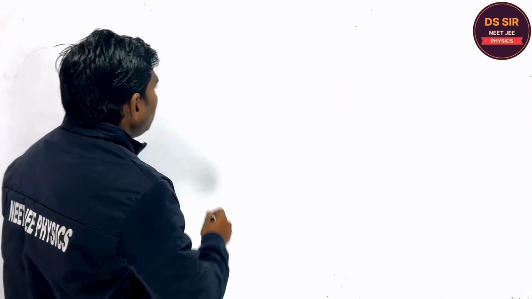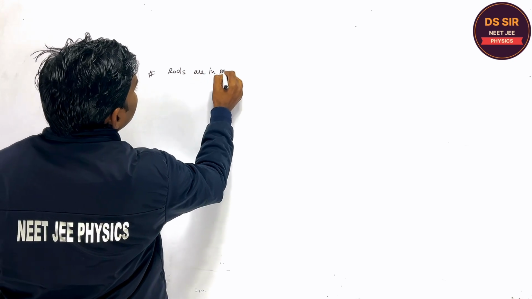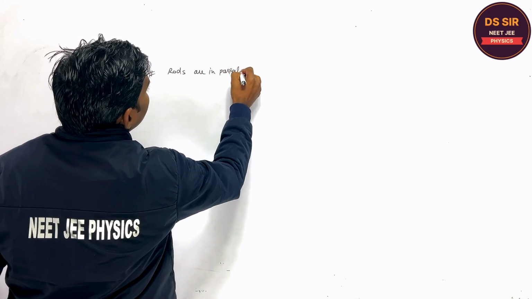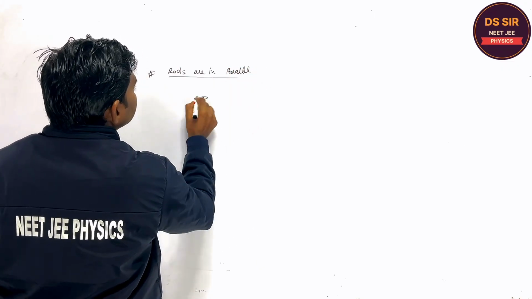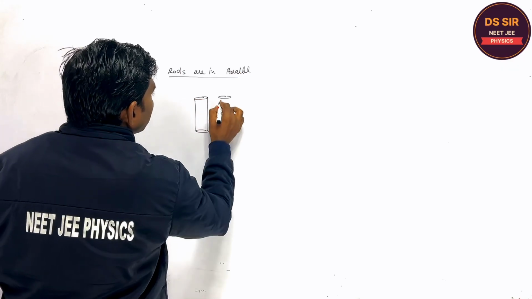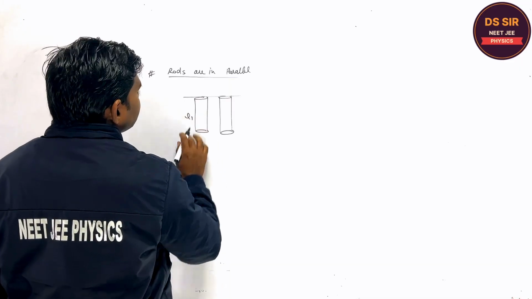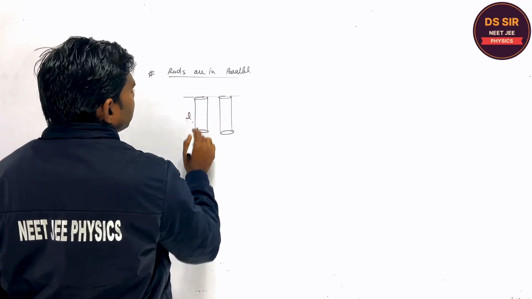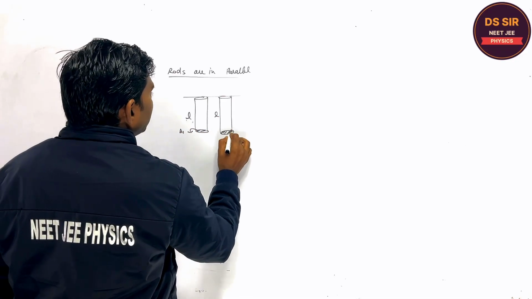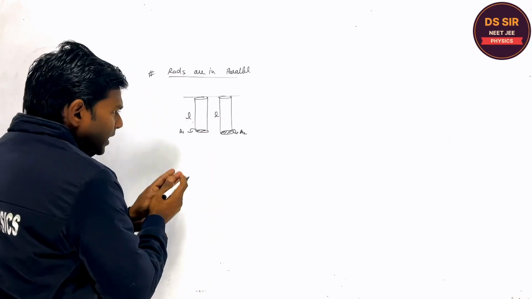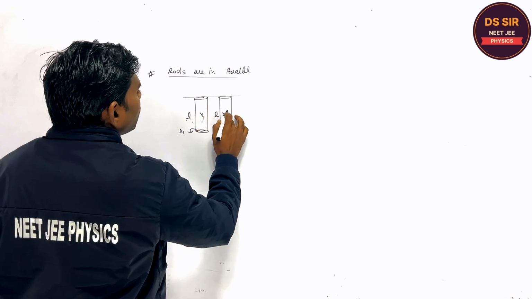Copy this. Now if you consider the rods are in parallel, suppose these are the two rods, connected in this way. You may assume the lengths are the same, and you may assume the areas are different. The Young's modulus is Y1 for one and Y2 for the other. Are you getting or not?